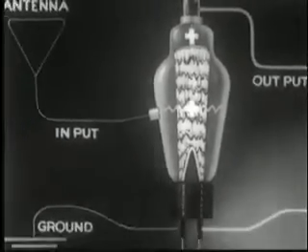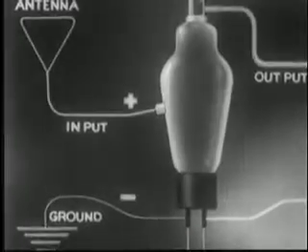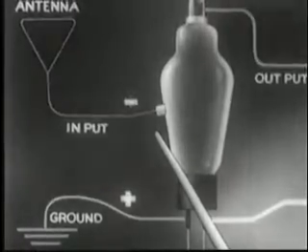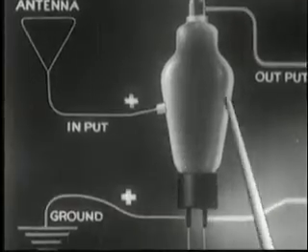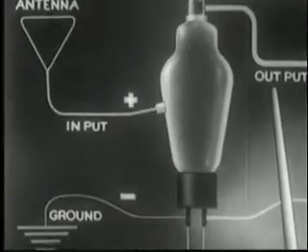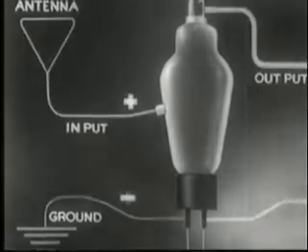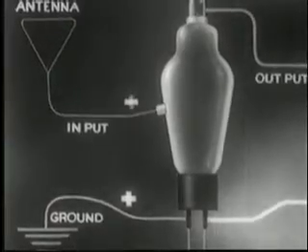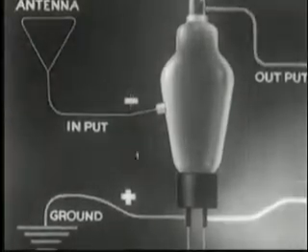The important thing to note here is this. A small amount of power applied at the grid is amplified into a large amount of power in the anode or work circuit. This amplifying property of the three-element electronic tube is put to work in innumerable ways.